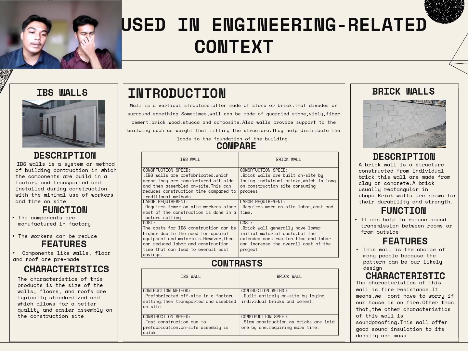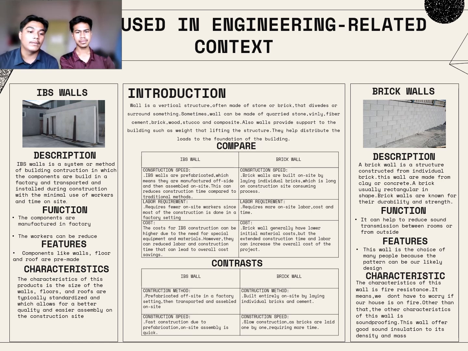For the comparison of our products, first is construction speed. I will start with the IBS wall. IBS walls are prefabricated, which means they are manufactured off-site and then assembled on-site. This can reduce construction time compared to traditional methods. And brick walls are built on site by laying individual bricks, which is a long and time-consuming process.